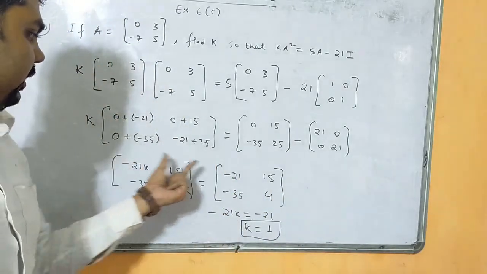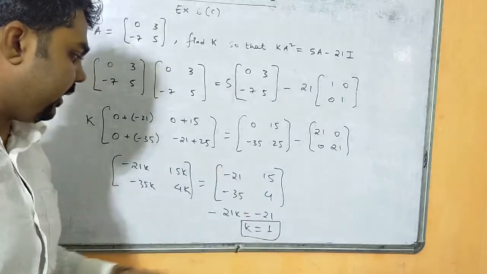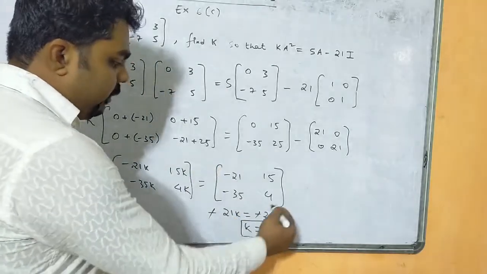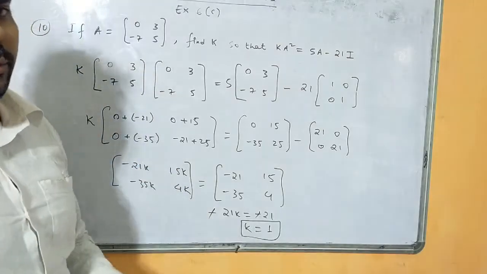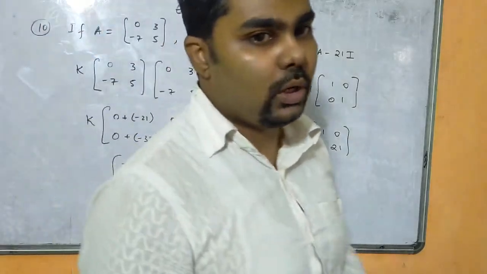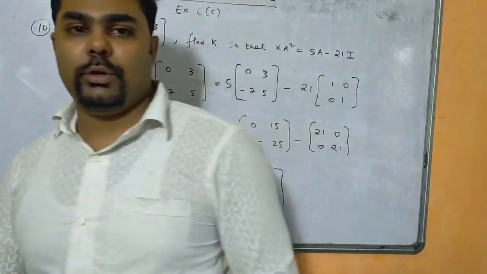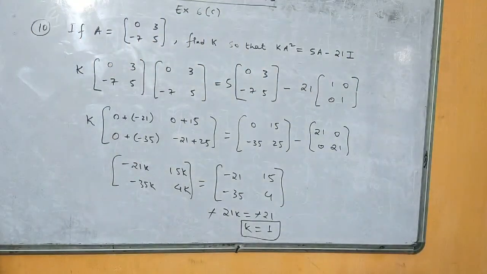Now by equality of matrices, we will be equating the positions of the elements. So minus 21K equals minus 21, so minus minus got cancelled and 21 got cancelled, K value is 1. Now if you compare with all the other positions also, you will get the value of K as 1 only. So these are a few questions. Other questions which you will see in the exercise are more or less similar, so you will try them by yourself.